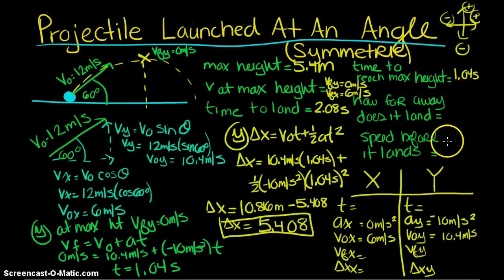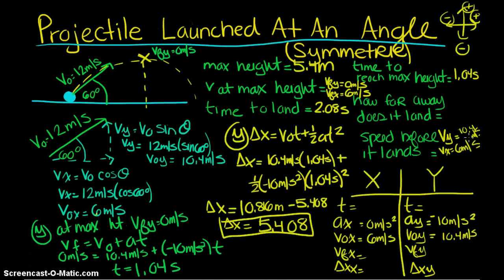So as an example, the speed before it lands in the Y direction is going to be equal to the Y component of the velocity, except it's going to be negative in terms of velocity because it's going down. This question only asks us for the speed, so we'll just give the magnitude only, which in this case is 10.4 in the Y. And in the X, because there's no acceleration anyway, the velocity in the X is the same as it was when we started, which was 6.